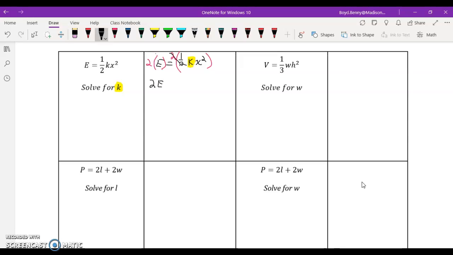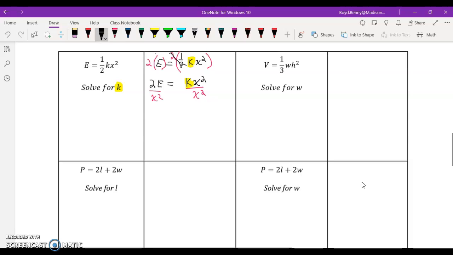2 times 1/2 gives us 1 kx squared. Well, 1 times kx squared is just kx squared, so I can really get rid of that 1 there. Okay, let me highlight my variable just so I don't forget what I'm doing here. All right, so I notice that k is being multiplied by x squared, so I'll undo that by dividing by x squared. Again, I'm just performing inverse operations.